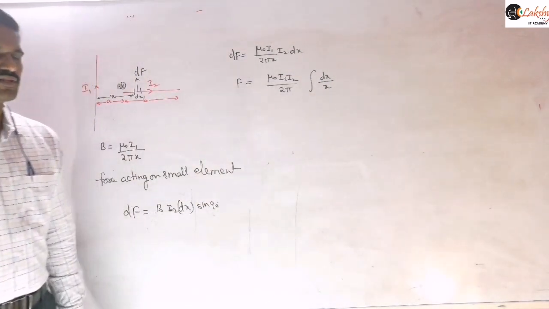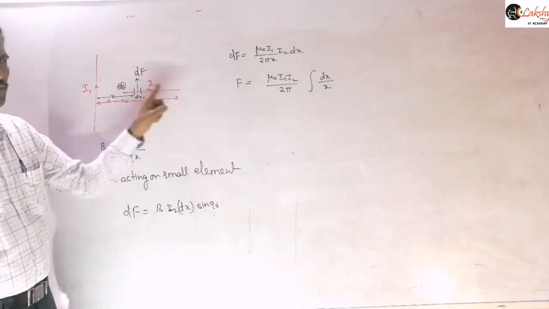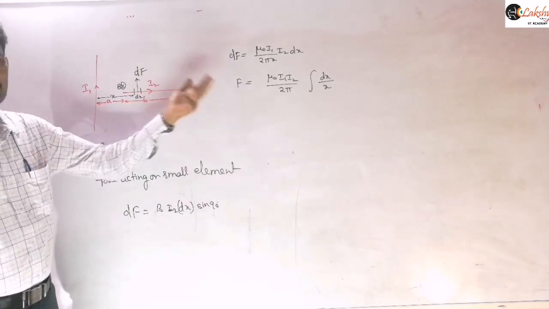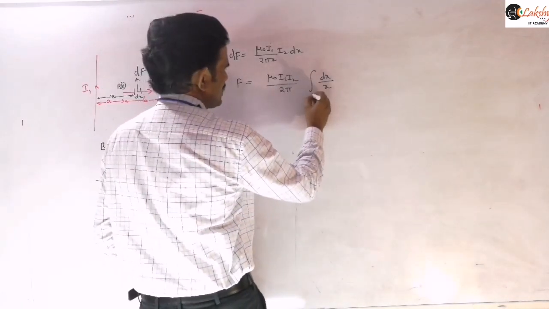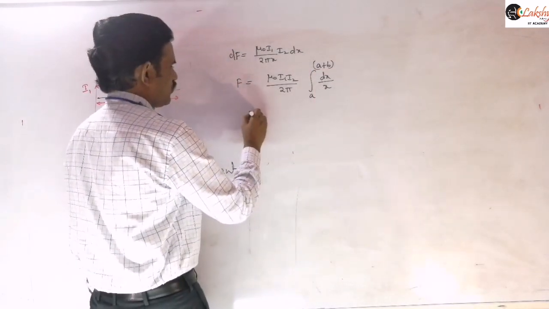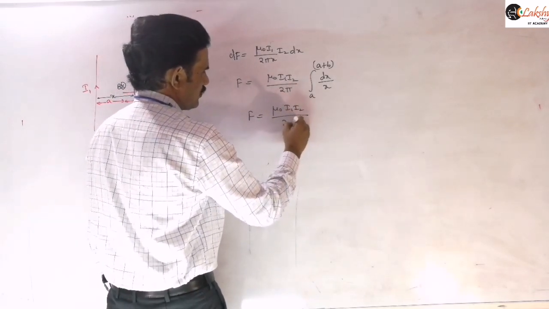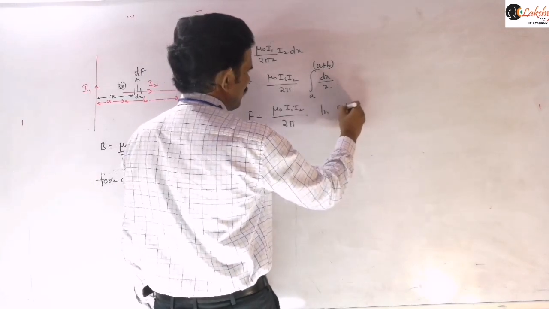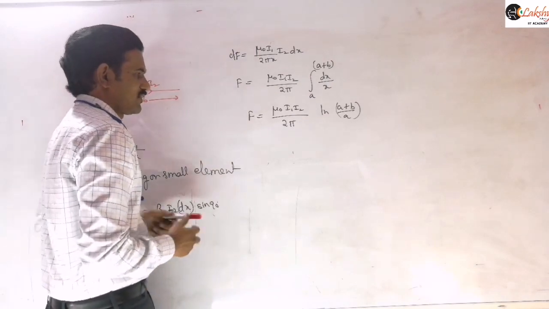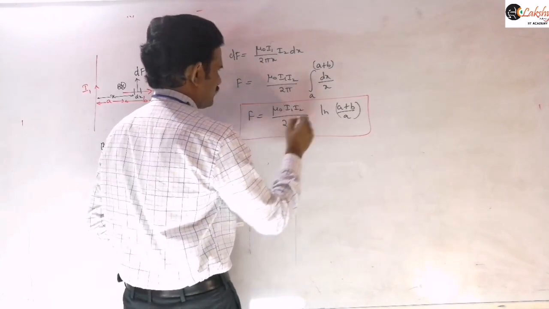Now can you see the limits for this x? x varies from this end to this end. When you are at this end, x is equal to a, and at this end, you will get a plus b. So this force we can write as mu naught I1 I2 by 2 pi into ln of (a plus b) by a. So that is the magnetic force. The magnetic force acting on this wire of finite length will be given by this expression.